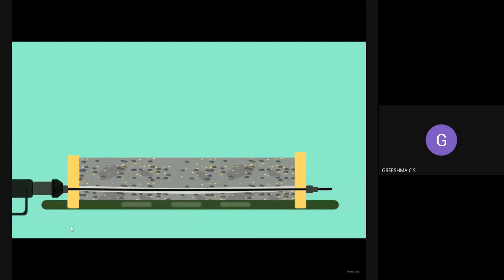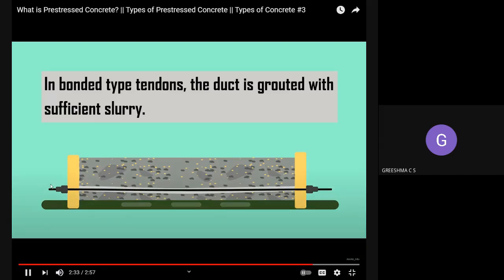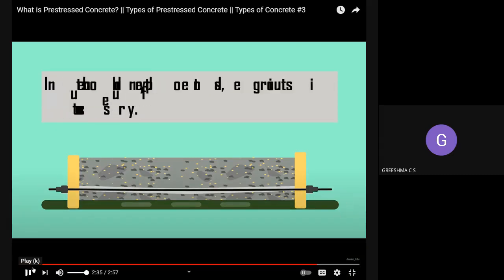Now what will happen? You are stretching the tendons. That means you are applying tensile force. And after that, you will cut both sides, both the tendons will be cut. So this is a post-tension concrete unit.